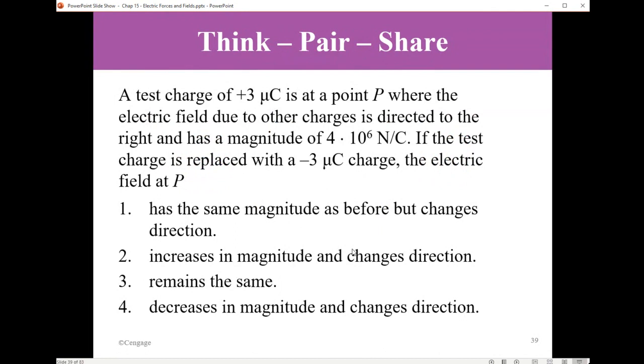A test charge of 3 microcoulomb is at a point P where the electric field due to other charges is directed to the right and has a magnitude of 4 multiplied by 10 to the power 6 newton per coulomb. If the test charge is replaced with a negative 3 microcoulomb charge, what is the electric field at point P? Now, you have these options. Please read them carefully and help me with an answer.